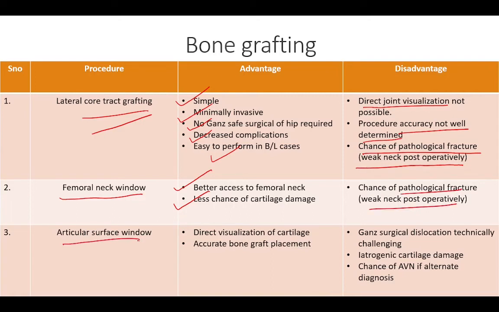The articular surface window gives us direct visualization of the cartilage and allows accurate placement of the bone graft. However, it is very risky because a Ganz surgical dislocation is required, which is very challenging. It can cause iatrogenic cartilage damage and it can increase the chances of AVN if it is an alternate diagnosis.